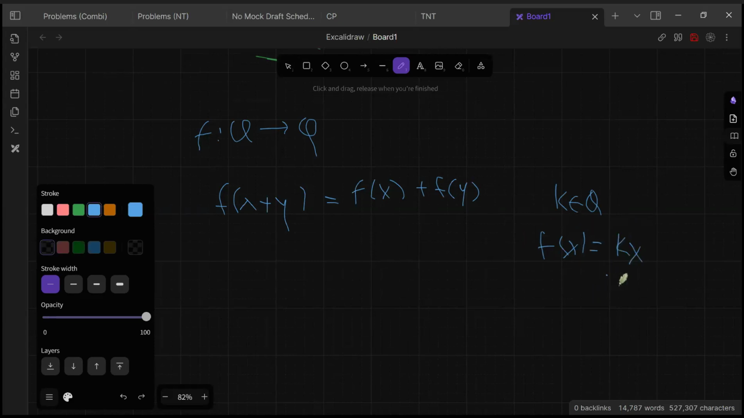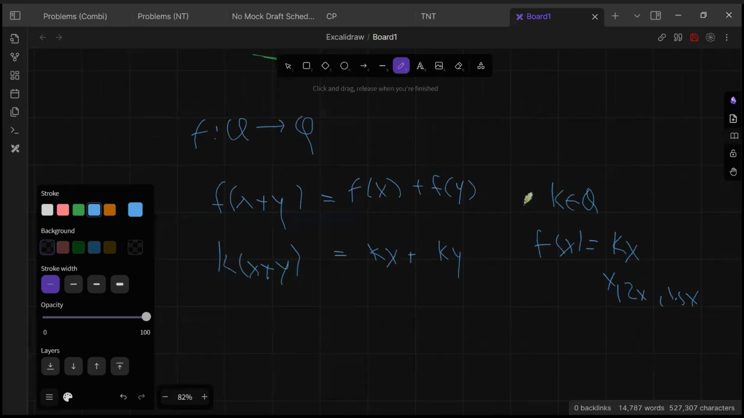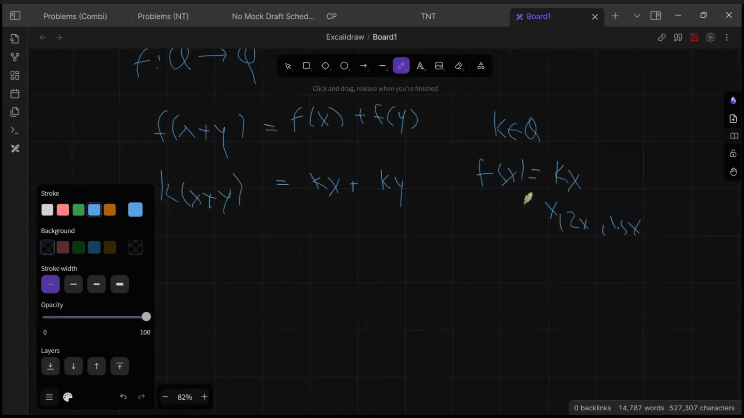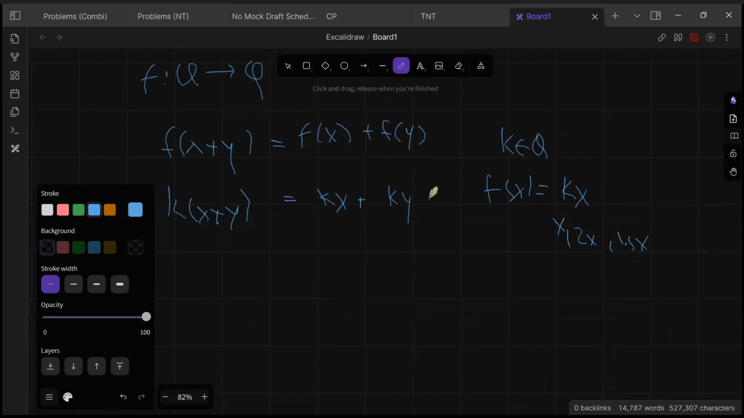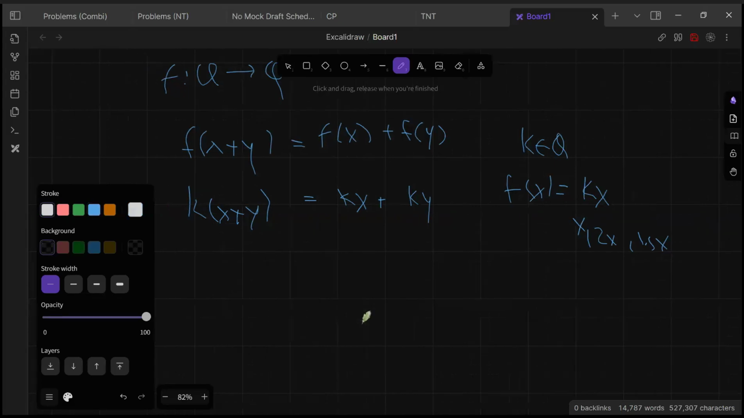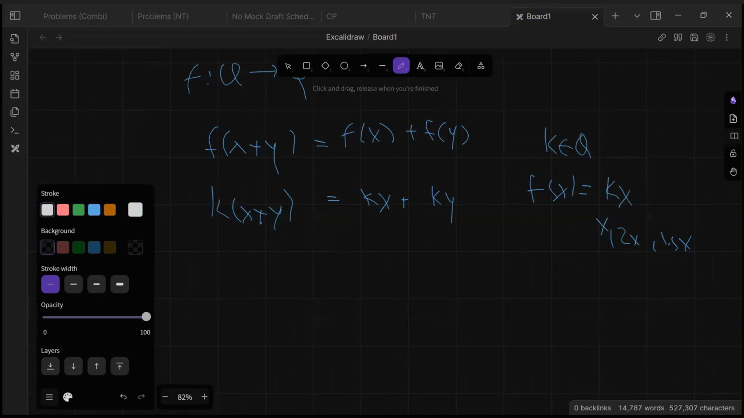So basically we are saying that x, 2x, 1.5x, all of those functions individually, they work. And this is true because again f of x plus y is k times x plus y, f of x is kx, f of y is ky, and yeah, okay, cool. So they work. Are they the only solutions? Why is checking that the function satisfies the functional equation necessary?